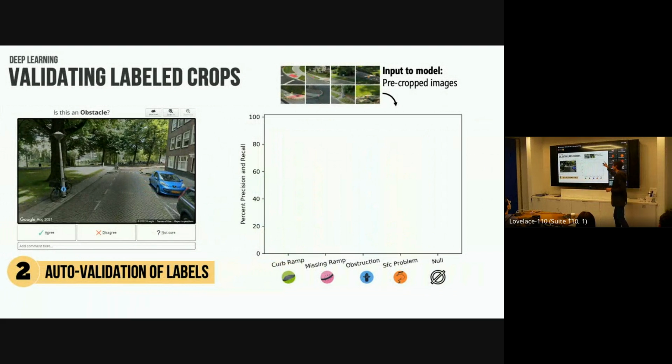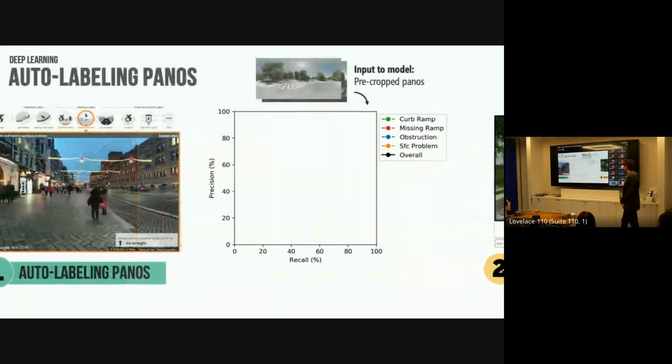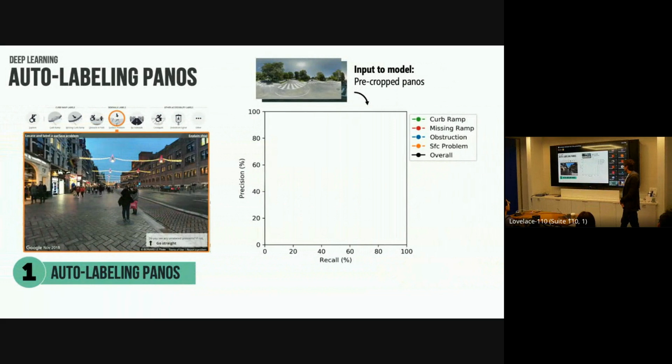Here, the input is a crop around a previously labeled human image. And for curb ramps, we got 93 and 97 for precision and recall, and generally did fairly well for these other things. So this might give us an opportunity to do automatic validation of human labels, right? Which would save cost in our pipeline.